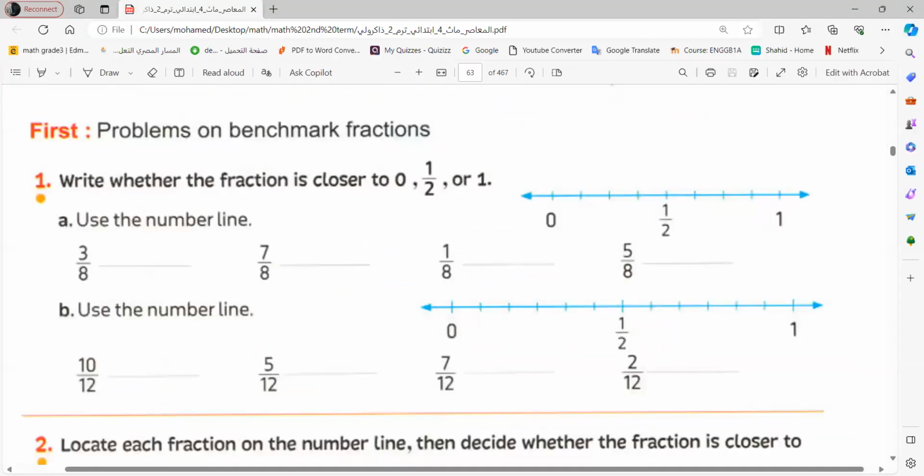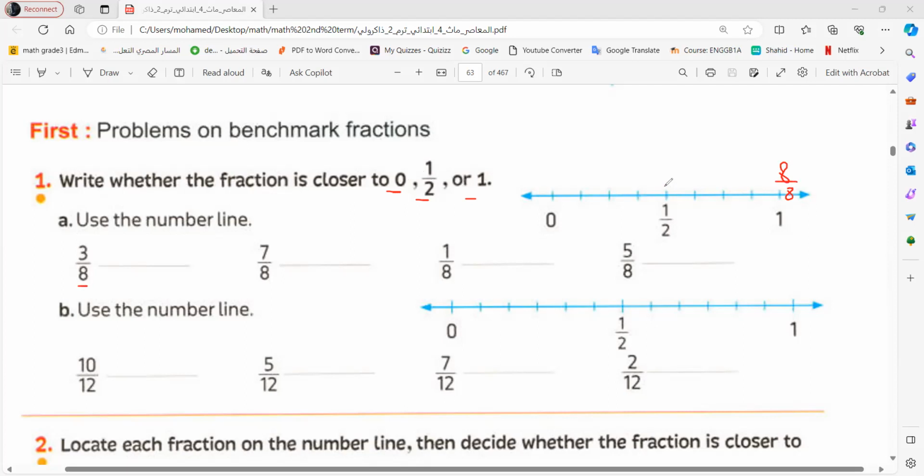I want to know whether it is closer to the 0, closer to the half, or closer to the 1. 3/8, where could I put it on the number line? The 0 is always 0. The 1 means 8/8. Bravo.